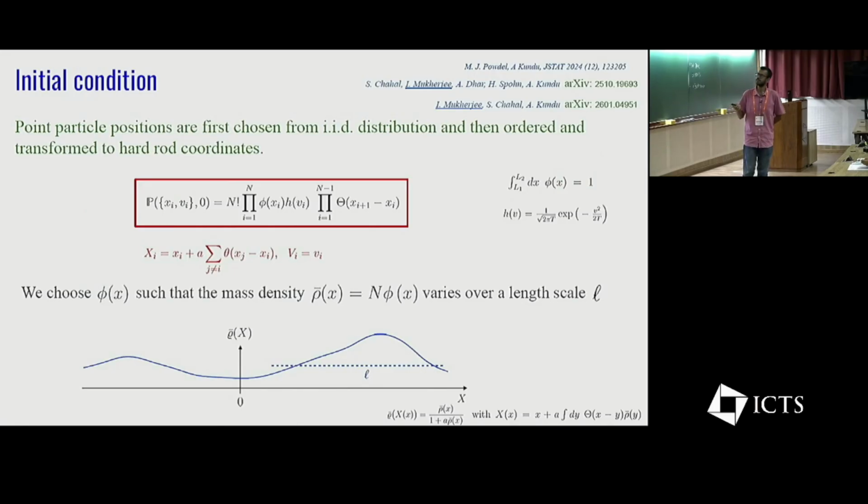So we consider the point particle positions are first chosen from an IID distribution, then ordered, and then transformed to the hard dot coordinates like that. And for our case, we choose this distribution such that the density varies over the length scale L, where L is the length scale for the inhomogeneity.